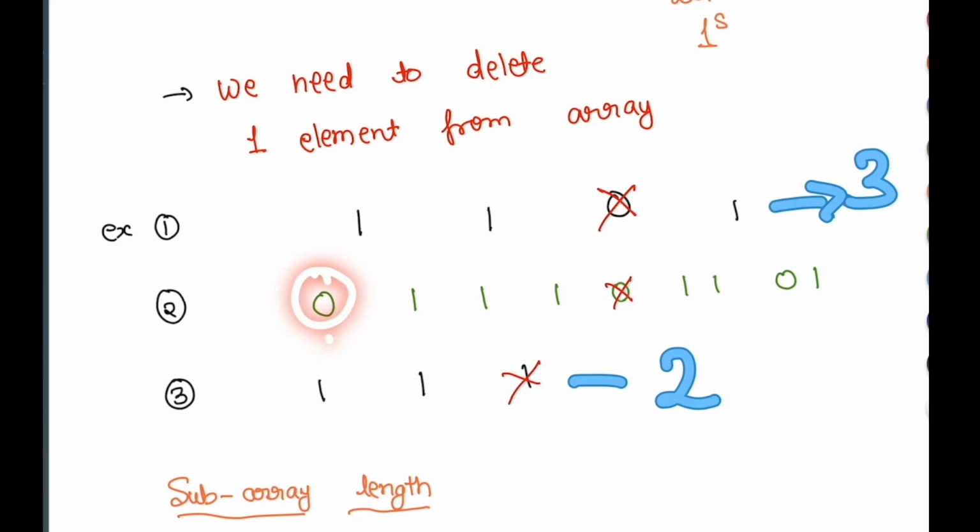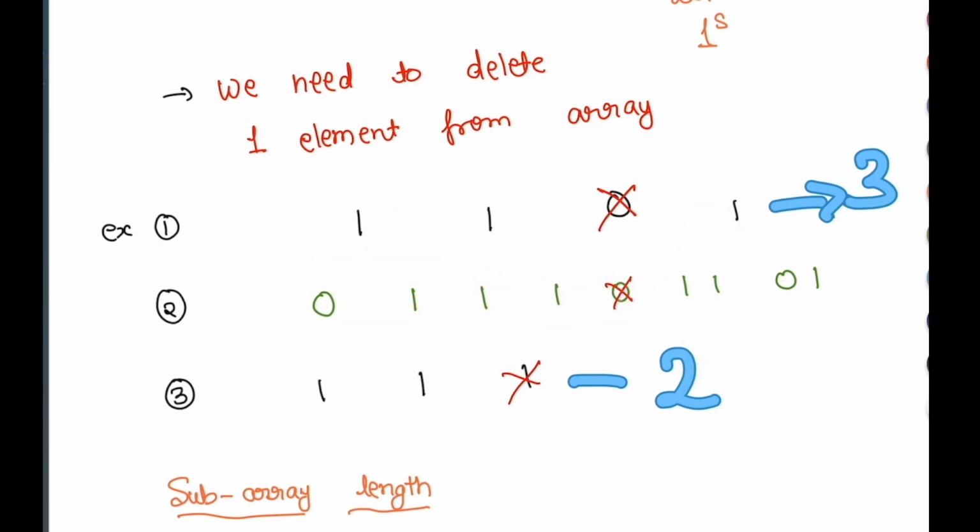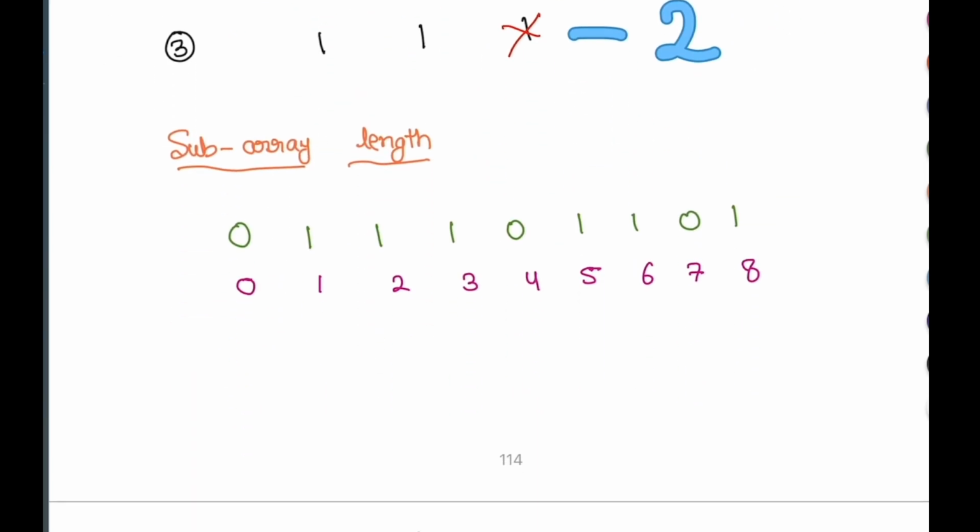This element has an index of 0. This element has an index of 1. This element has an index of, I think, 2, 3, 4, 5, 6. It has an index of 6. So I can say I have a subarray starting from index 1 up to index 6, right? So to create a subarray, we should have indexes. Let us focus on the indexes, and then we are going to find out the length of our subarray.